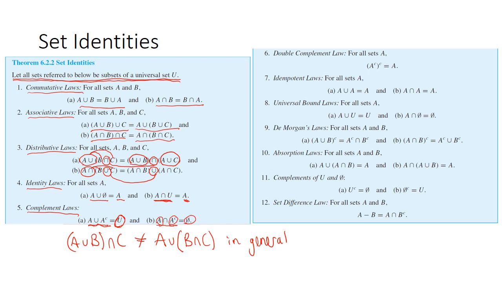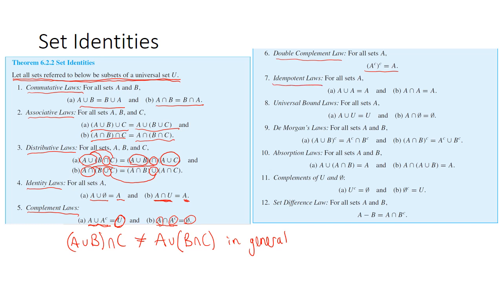Okay, let's look at number 6, the double complement law. Here it's just saying that if you do the complement twice, it undoes itself. So things that are not in A are in A. If you do the complement twice, you just get back the original set.